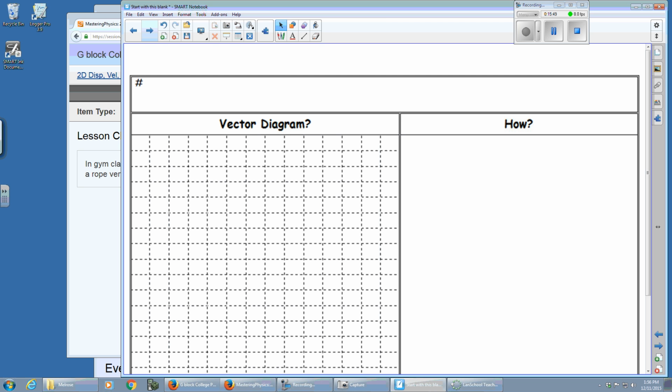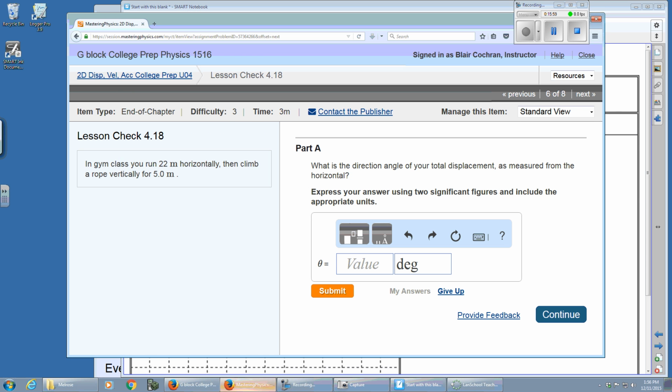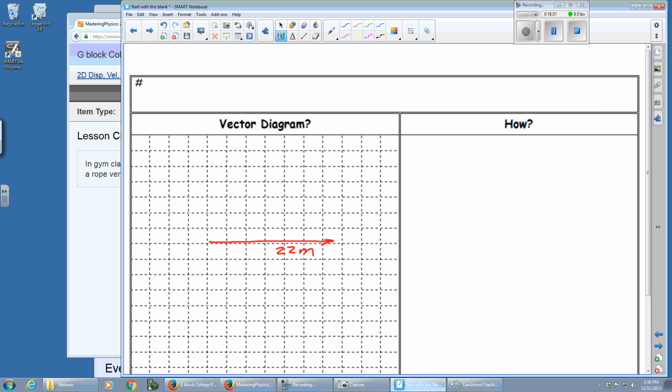Okay, so 22 meters and 5 meters. That means my displacement vector looks like that, and theta would be there. This would be d.